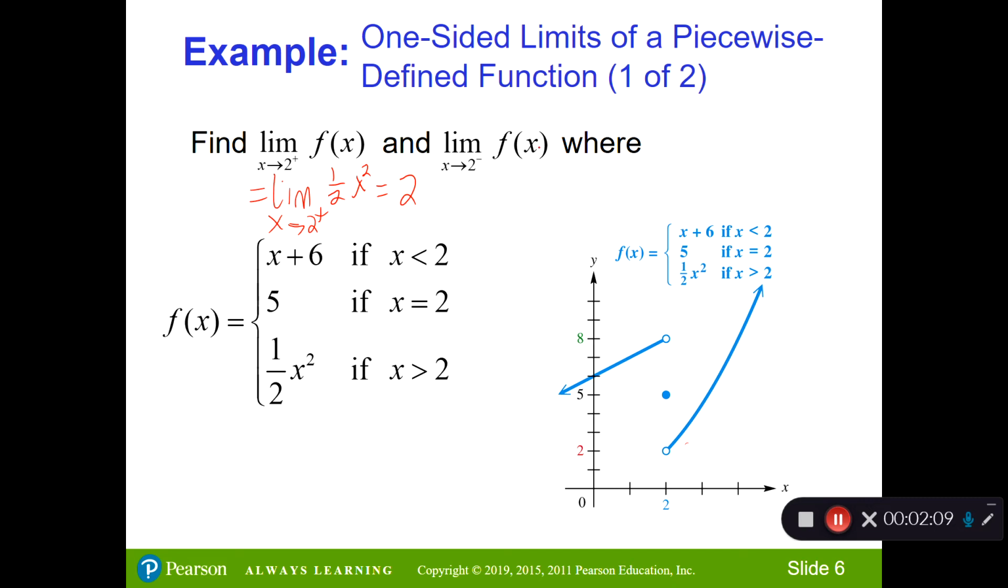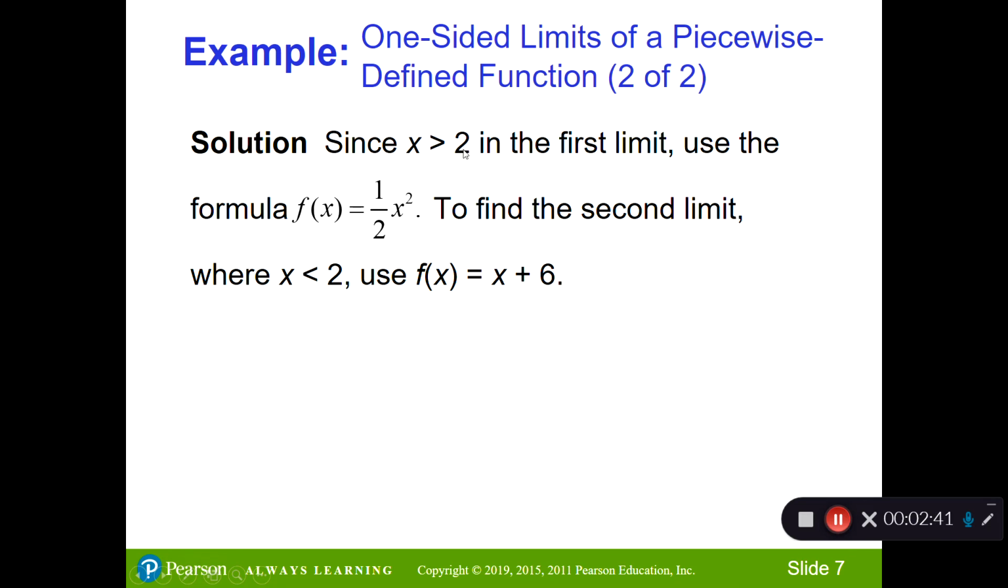Now, from the left are values less than 2. This is the curve that's doing values less than 2, and we can see that denoted here, less than 2. So I'm plugging into x plus 6. So this one is equal to the limit as x approaches 2 from the left of this formula, x plus 6. So again, I can plug in here, 2 plus 6 is 8. Or I can visually see on the graph as we get near, these y values are coming up to 8.